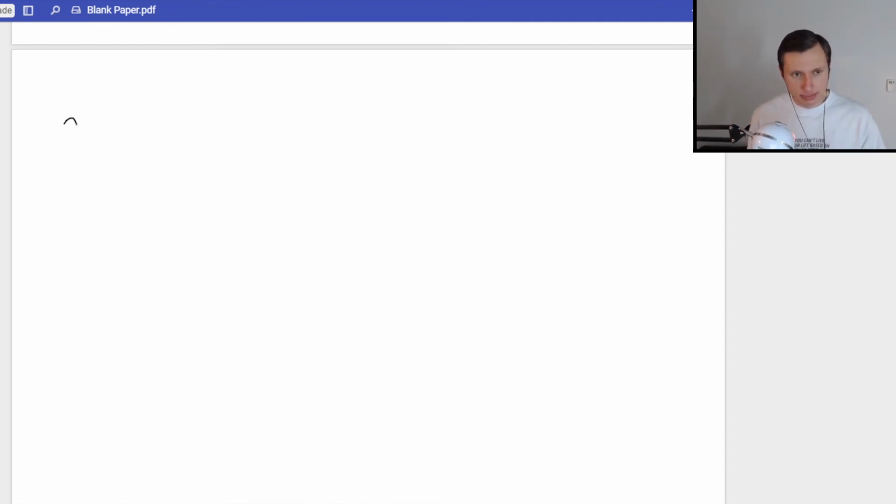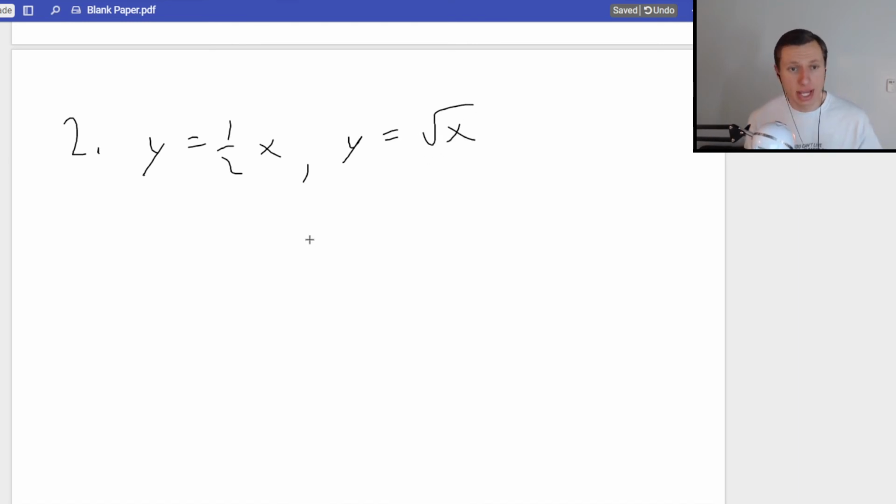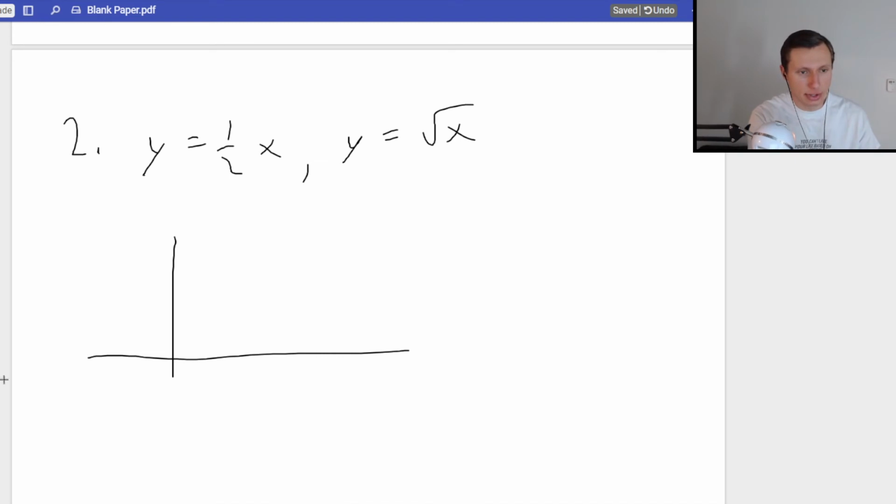Here's number 2. I have the two functions y equals 1/2 x and y equals the square root of x. And once again, I want to find the area between these two. So again, it's really helpful if you can draw these functions. Luckily, I know what the square root of x looks like. It looks something like that. Let me color code it again. So square root of x looks something like that.